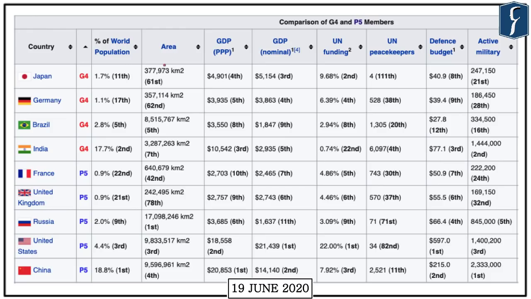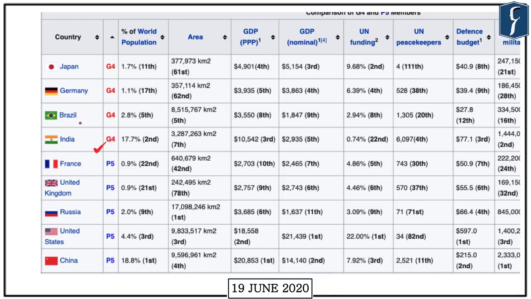Apart from that, let us have a look at an extensive comparison on various parameters between the members of the G4, which are Japan, Germany, Brazil and India, a group of countries which mutually support each other's inclusion into the United Nations Security Council, and the current permanent members of UNSC, or P5. So let us talk about the percentage of the world population.